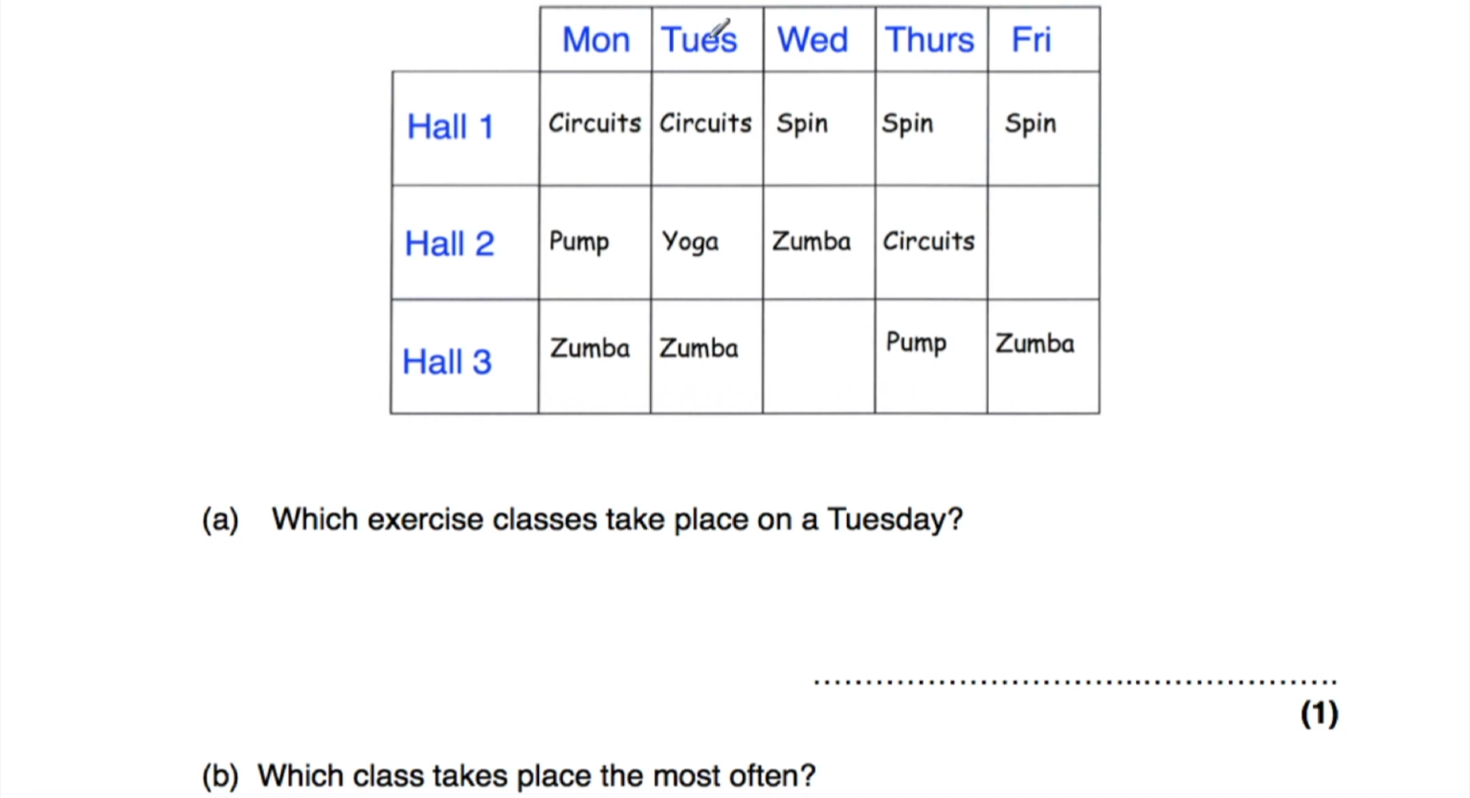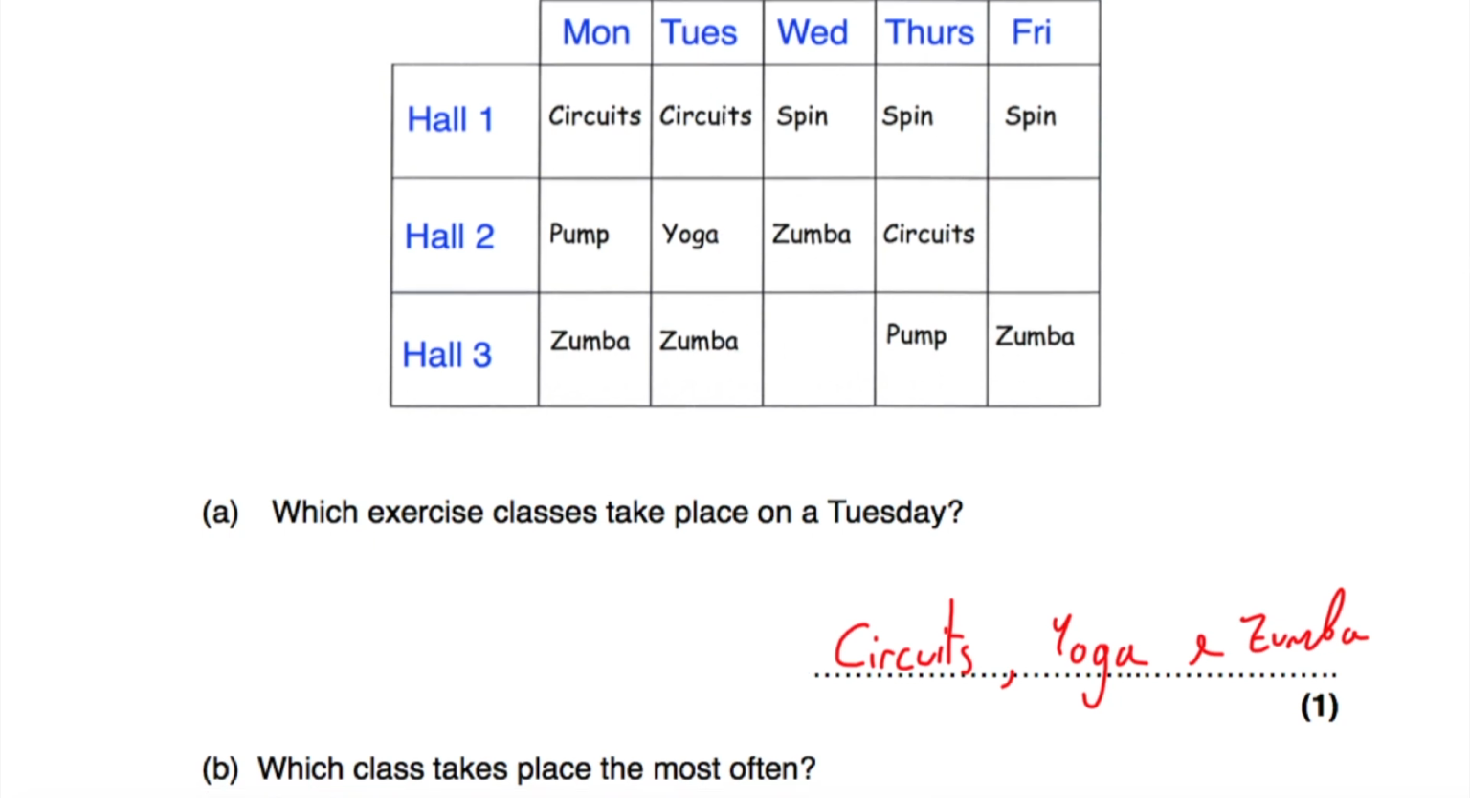So if we have a look, we've got Tuesday here, and in hall 1 there's circuits, so let's write that down, circuits. In hall 2 on Tuesday there's yoga, so let's write that down. And on Tuesday in hall 3 there's Zumba. So the 3 classes that take place on a Tuesday are circuits, yoga and Zumba.